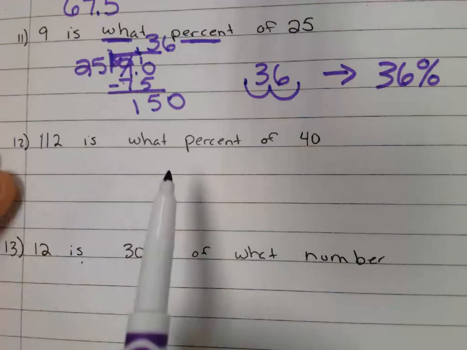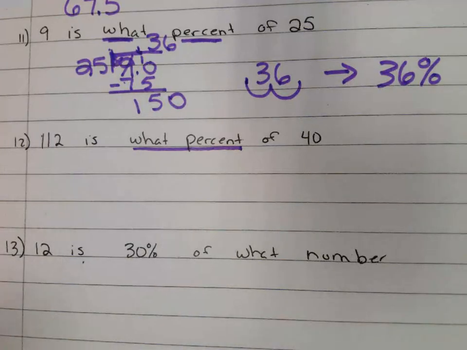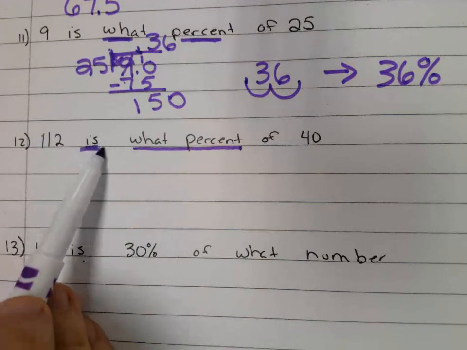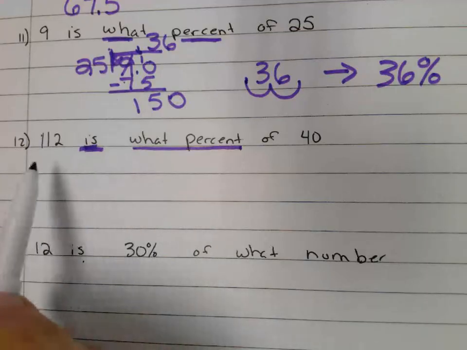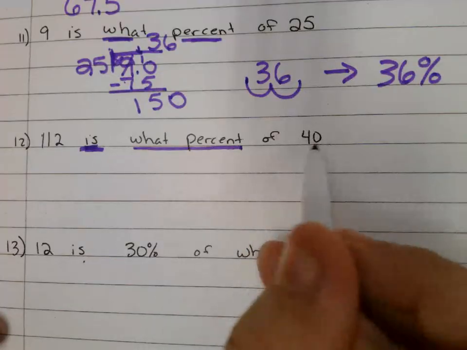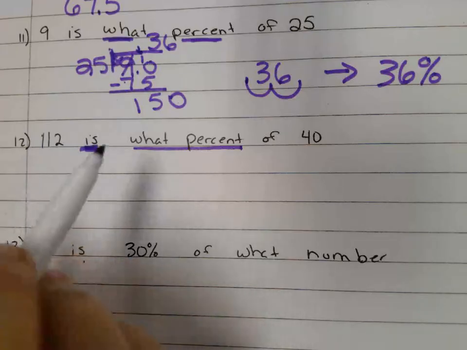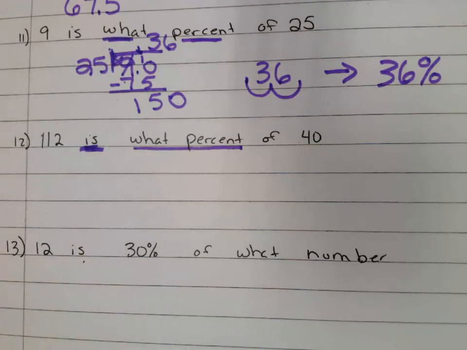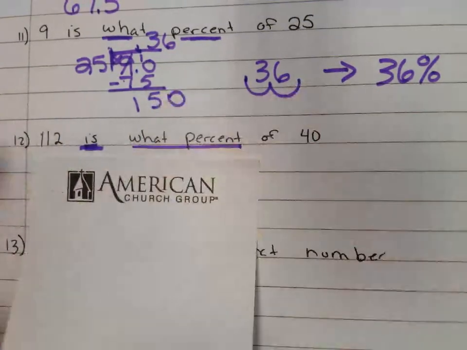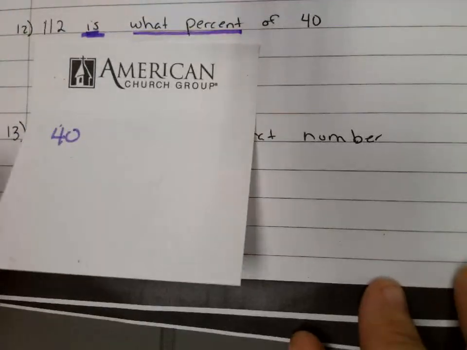In number 12, it says 112 is what percent of 40? So we're going to be dividing in this problem. So you're going to take the 112 and divide it by 40. So the 40 goes on the outside because I'm dividing by that number. I'm going to have to get a sheet of paper. Let's try like this. So my 40 goes on the outside, and my 112 goes on the inside.